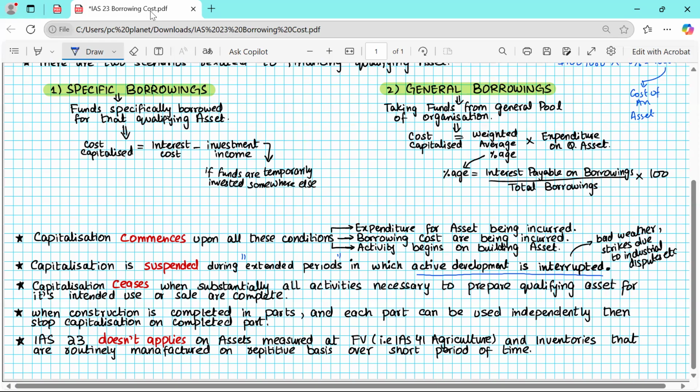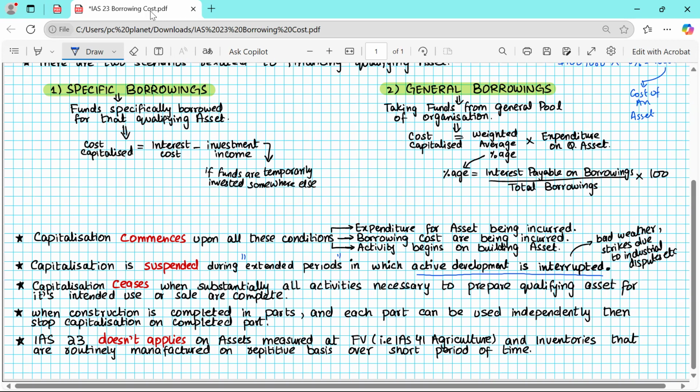IAS 23 doesn't apply to assets measured at fair value. You do not use the IAS 23 borrowing cost principles on an asset that you measure at fair value. Like in agriculture, we are going to talk about biological assets, and biological assets you measure at their fair value less cost to sell. So you cannot apply the borrowing cost in that scenario, in biological assets and inventories that are routinely manufactured on a repetitive basis over a short period of time.